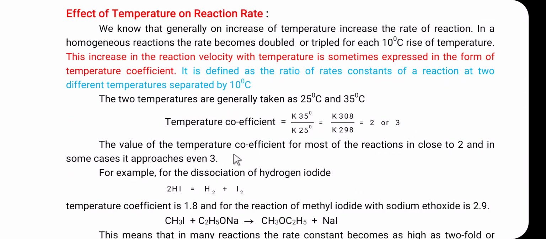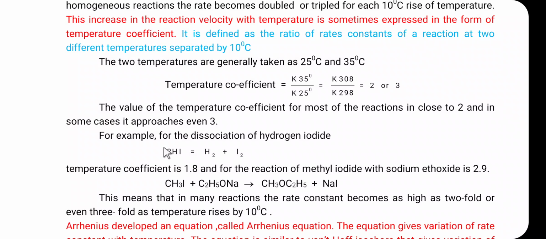The value of the temperature coefficient in most reactions may be equal to 2 or it may be equal to 3. In some reactions it is more than 3. So let us consider some examples. The first example is the dissociation of hydrogen iodide. In the dissociation of hydrogen iodide, the temperature coefficient is 1.8.